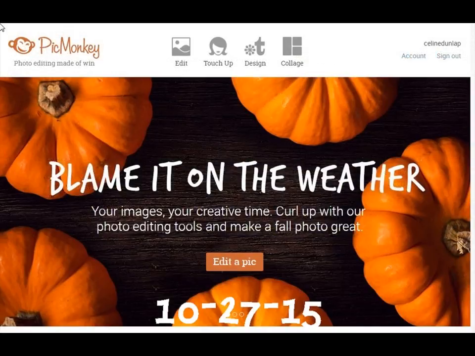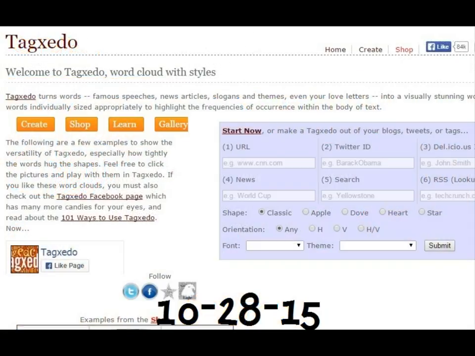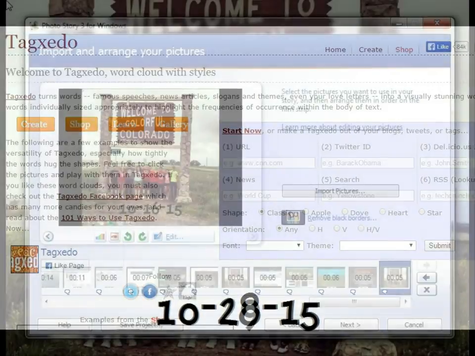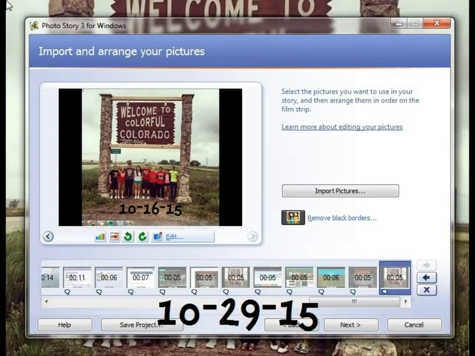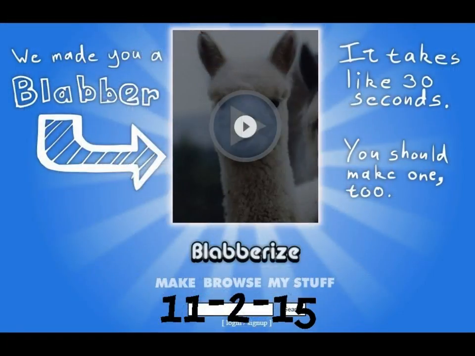On October 27th, we had a work day and I worked on my PicMonkey. On October 28th, we had a work day and I worked on my Tagxedo. On October 29th, we had a work day and I worked on my digital journal. On Monday, November 2nd, we demoed Blabberize.